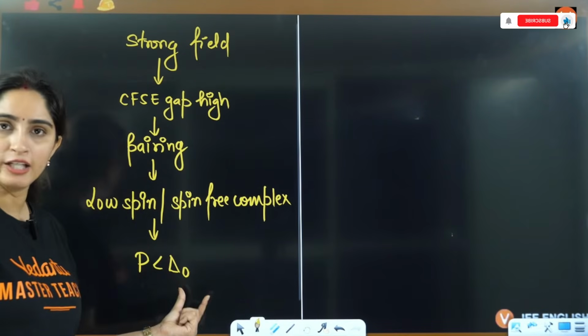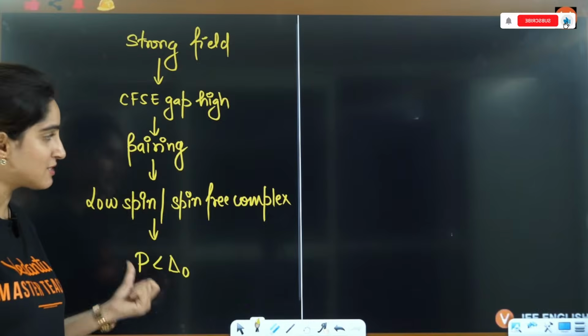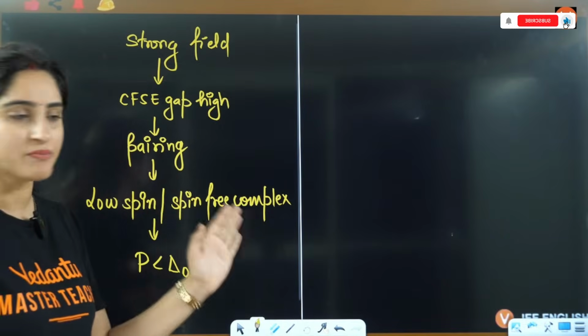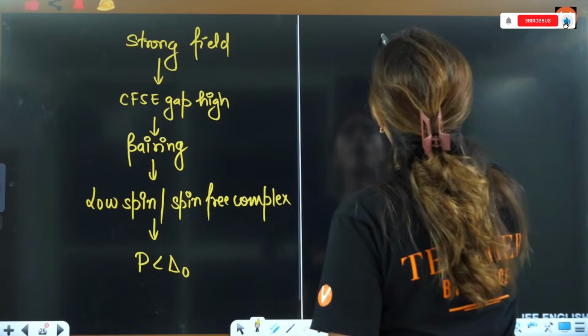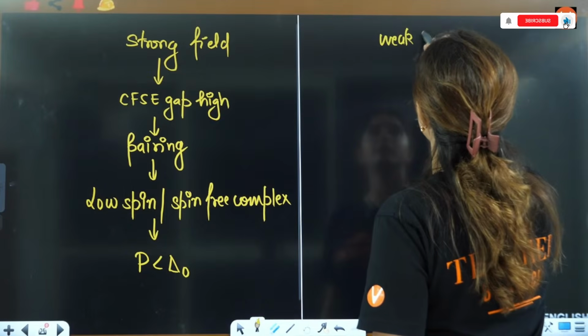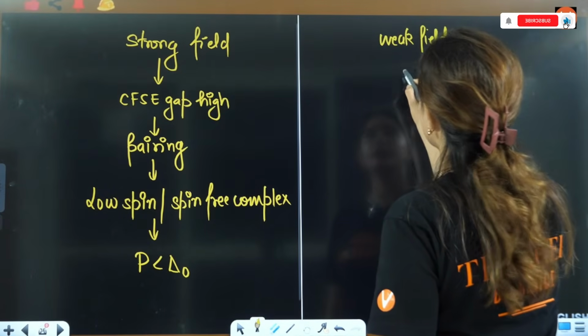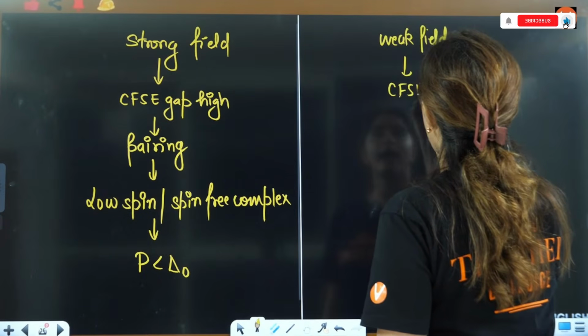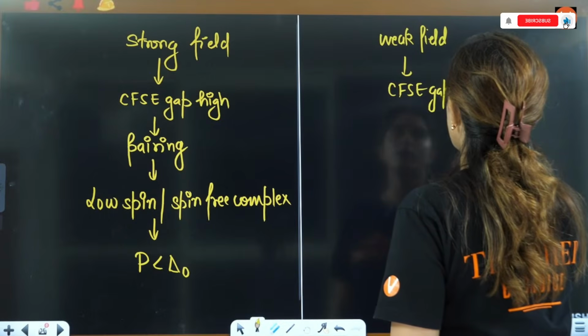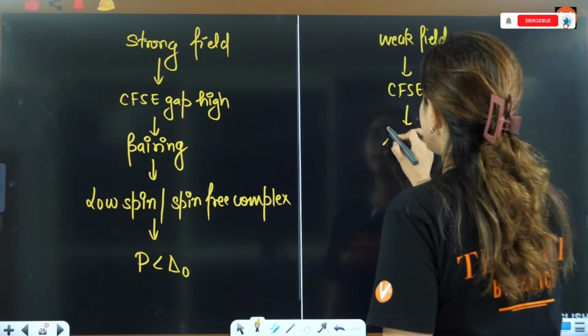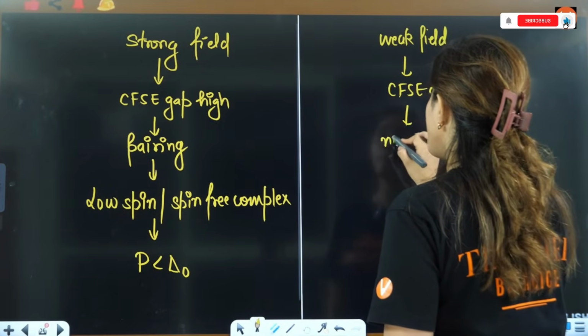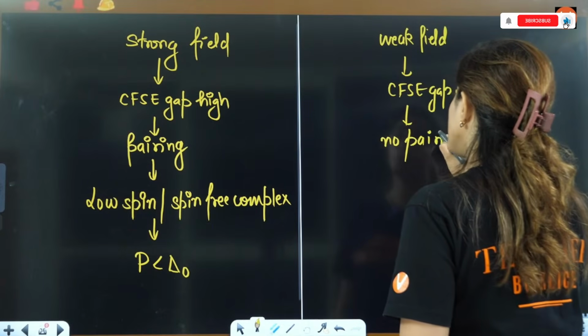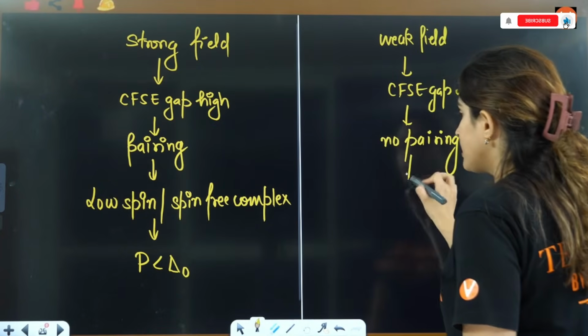So you had delta O more and pairing energy is less. That is why you are able to cause pairing, right? But in case of weak field ligand, things will be different. In case of weak field, the CFSE gap will be low. That is why they are causing no pairing. They will jump to the next orbital, right?